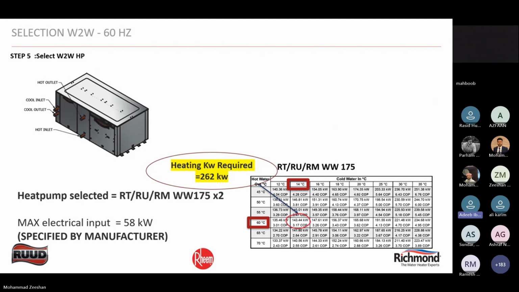Okay, then this chilled water return I'm giving to the heat pump, and again I need to connect it to the chilled water return itself, right? Not to the supply.